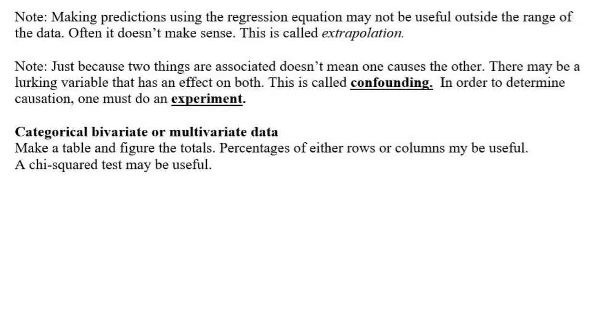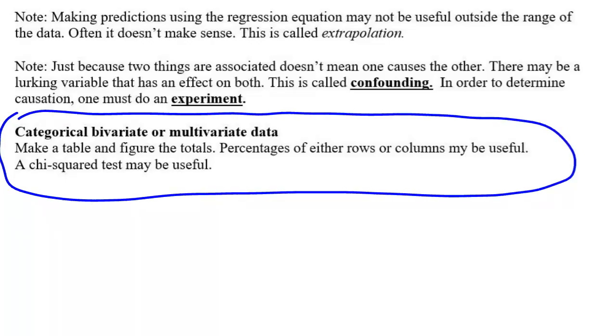Just because two things are associated doesn't mean one causes the other. There may be a lurking variable that has an effect on both. This is called confounding. In order to determine causation, you have to have an experiment. We chatted about that already. This note right here.